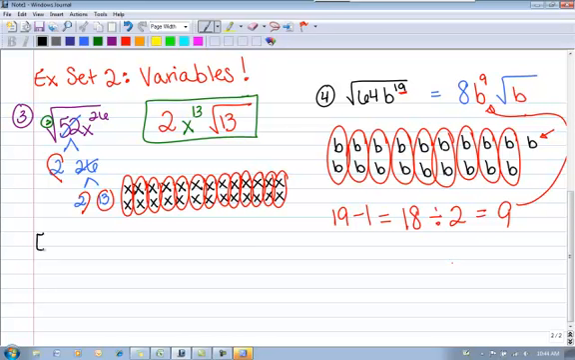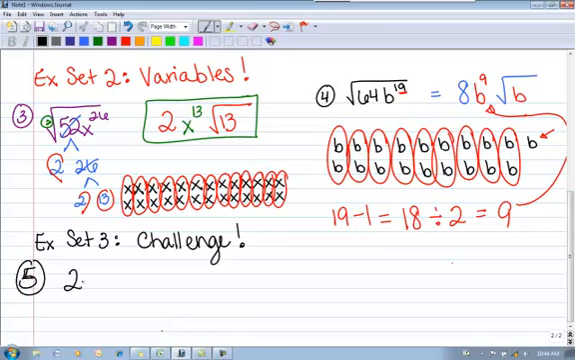So, example set 3. We'll call this the challenging level. So, let's go ahead and start with 2x radical 50x cubed. Okay, notice there's numbers outside the radical already.